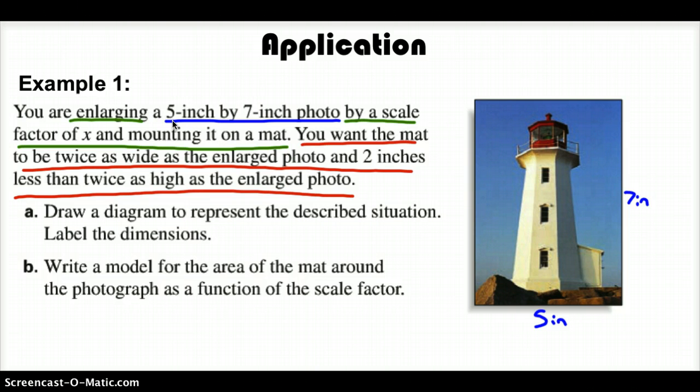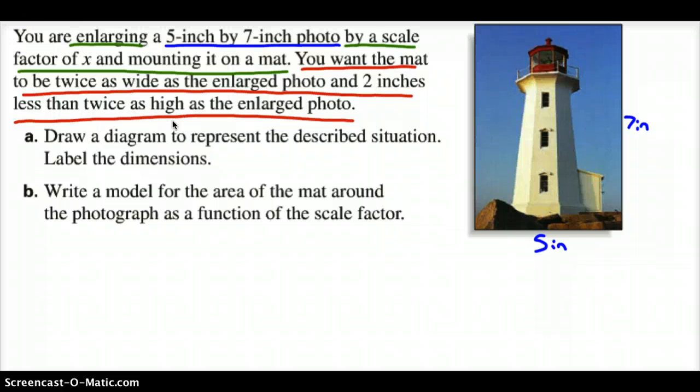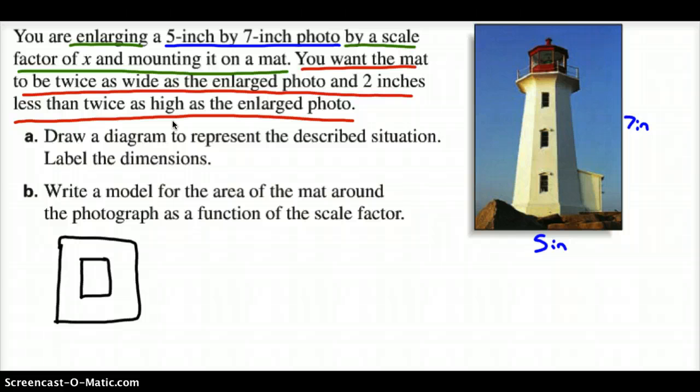Okay. It wants us to draw this picture. So what I'm going to do, scroll down just a little bit, and I don't want to scroll down too much. All right, but let's draw this picture. Let's pretend that this is our original photo here, and this is the mat that's going to go on. Again, that's not perfect. It doesn't really have to be, but that's okay.